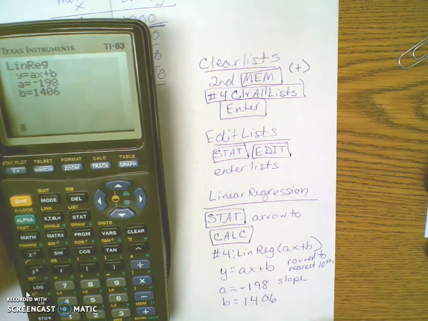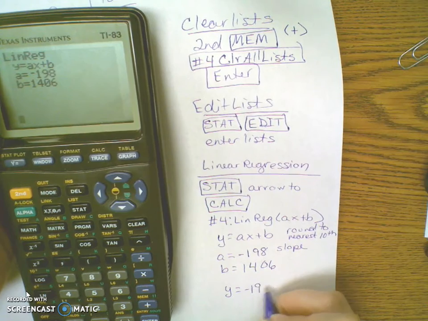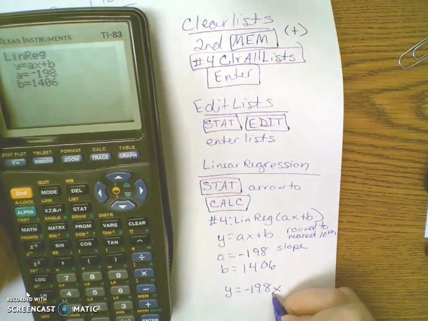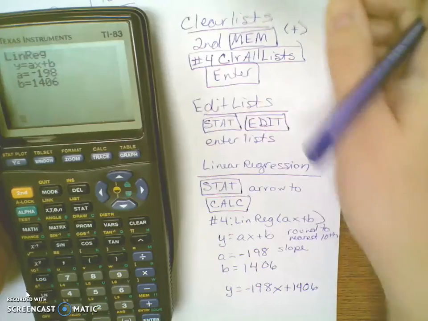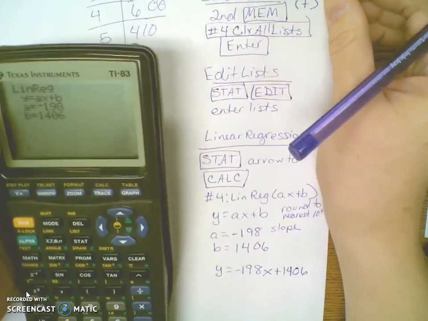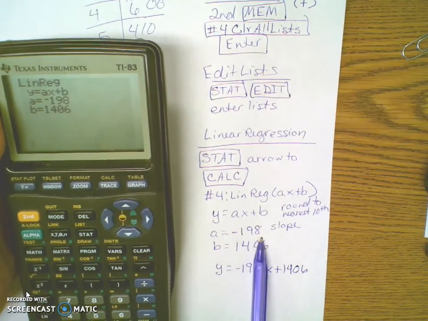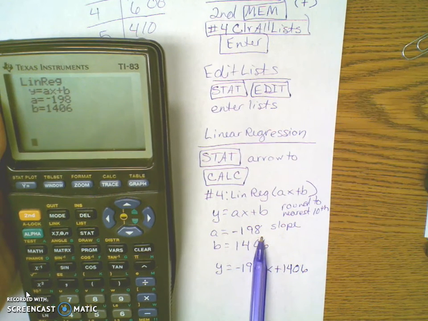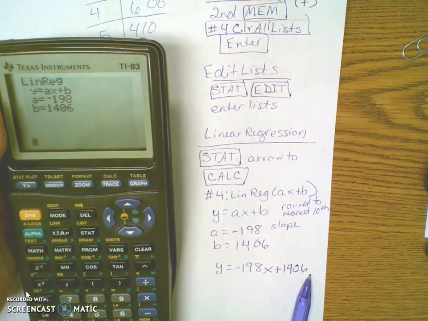And then my b is 1,406. And so my y equals mx plus b is y equals negative 198x plus 1,406. This is basically saying that I'm paying about $198 or close to $200 a month, and I started with a debt of $1,400.